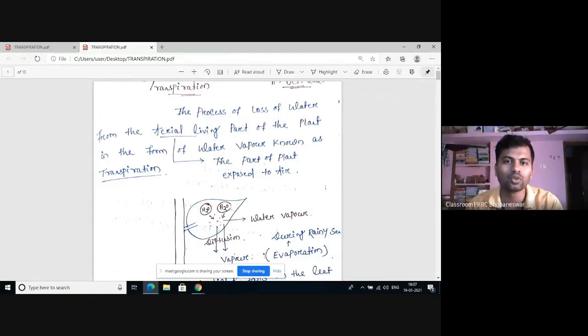Now first we'll discuss transpiration. Transpiration is a long question for you. So first you have to start with the process: the loss of water from the living part of the plant in the form of water vapor is known as transpiration. It means the process by which water is lost from the living part of the plant in the form of water vapor.